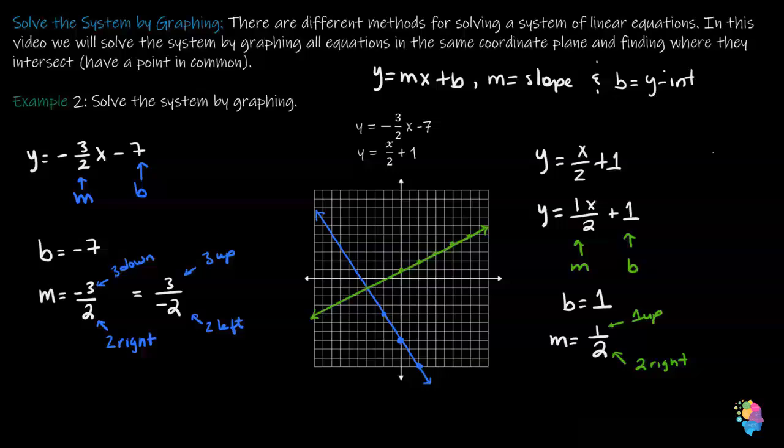Now once we have both equations graphed, we're going to notice that this is a point where they intersect. This is a point where they meet, the point they have in common, that is -4, -1. This is telling us that -4, -1 is the solution to the system.